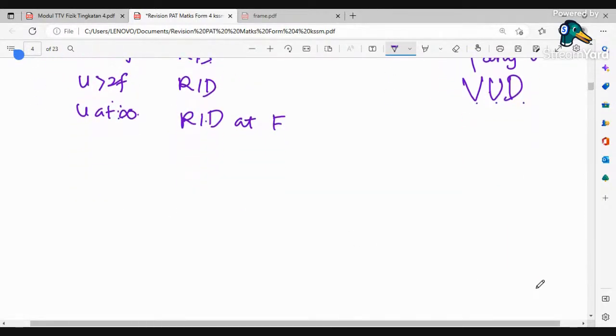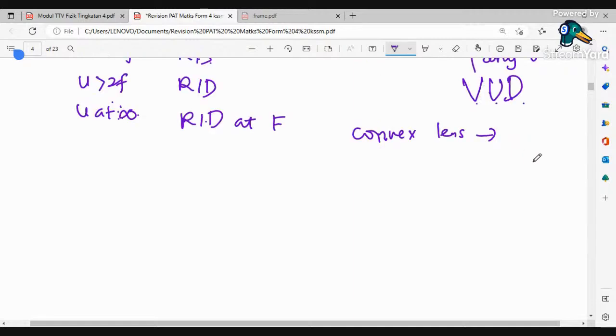Application you kena lihatlah convex di mana penggunaan. Just understand that convex, size of image depends on U. It can be bigger. Okay, it can be smaller. Okay, kalau untuk VUD ni concave. Okay, tengok balik ya yang application.